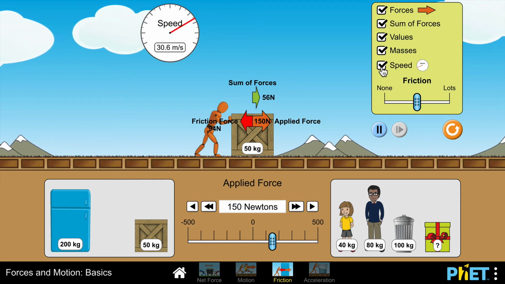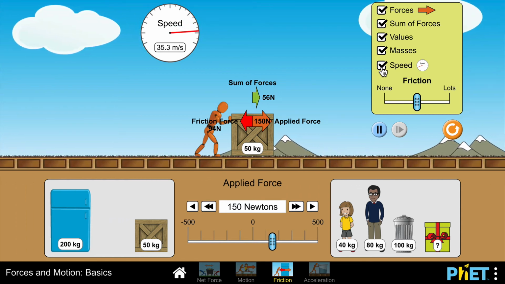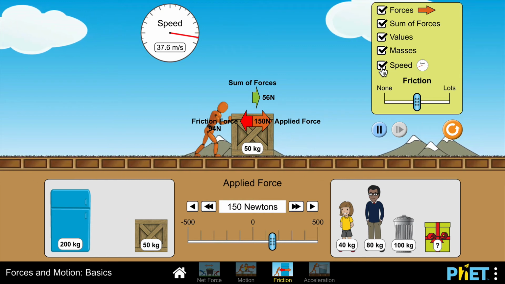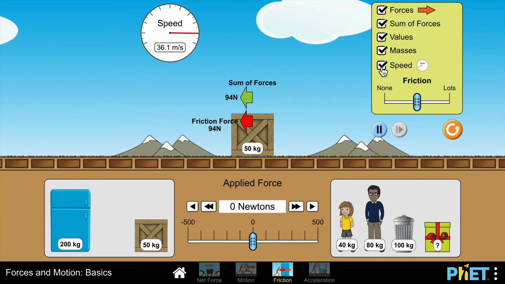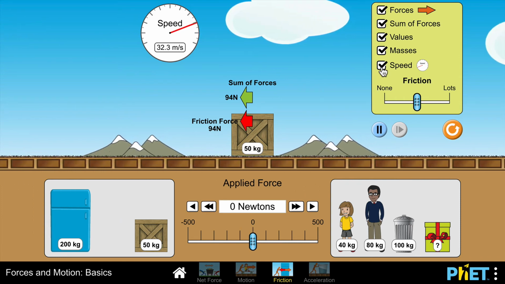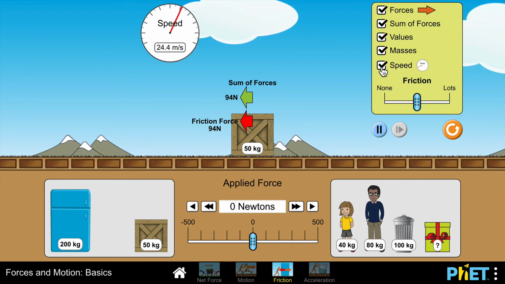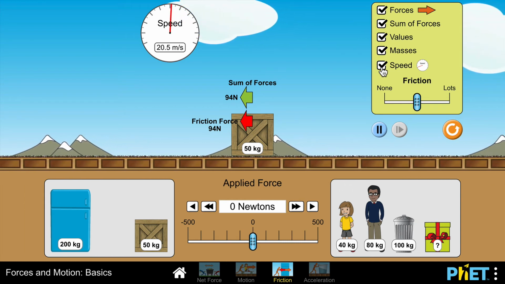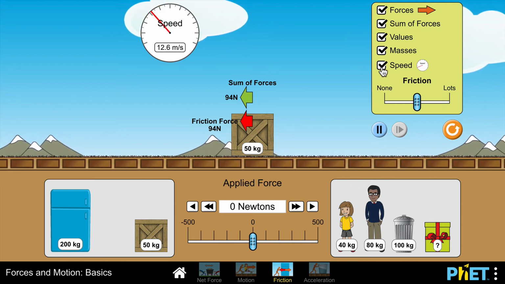Again, once that gets up to 40 meters per second, the applied force is going to be removed. Let's see. There we have it. But at this stage, the object's moving to the right, and friction always acts in the opposite direction to motion. So because we have a frictional force in the opposite direction to motion, the object is now decelerating.